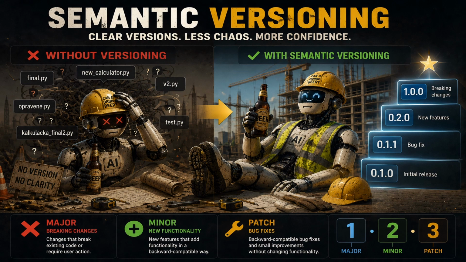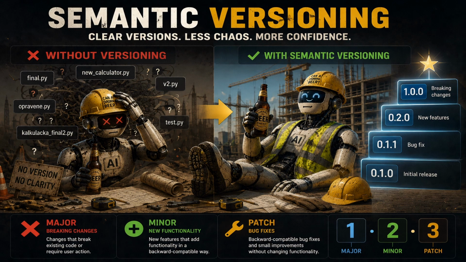Before we jump into Cursor and start building our project, let's spend a minute talking about semantic versioning and why it matters. As projects grow, we constantly add new features, fix bugs, and sometimes make larger architectural changes. Without a clear versioning strategy, it quickly becomes difficult to understand what's changed between releases and whether it's safe to update to a newer version.